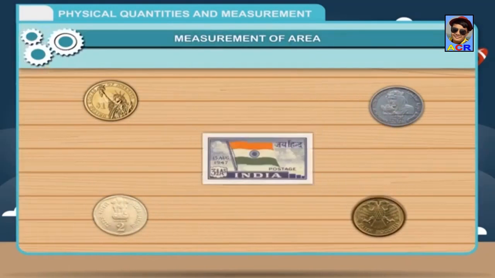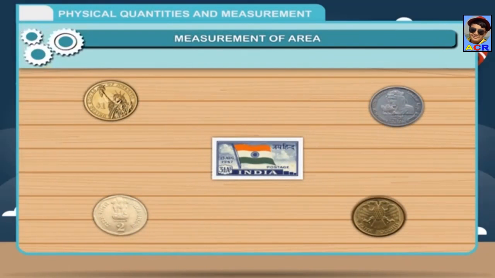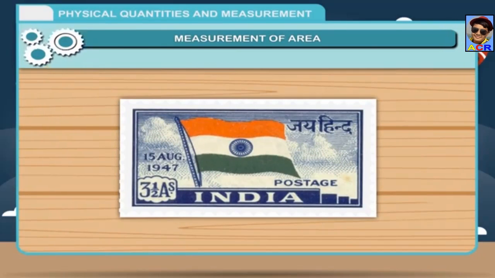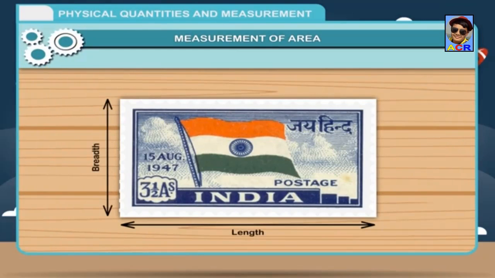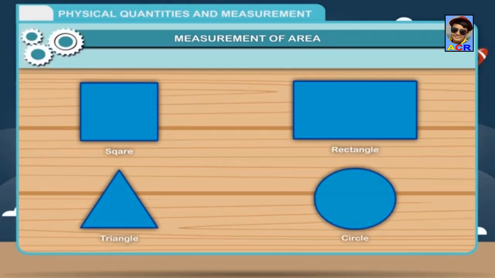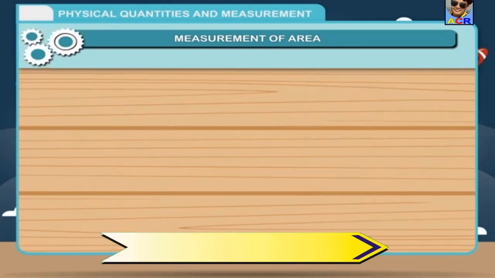Measurement of area. The extent of the surface occupied by an object is called its area. Area is the region enclosed within the boundaries of a two-dimensional figure. A two-dimensional figure has only two dimensions, namely length and breadth. Squares, rectangles, triangles, and circles are all examples of two-dimensional figures.